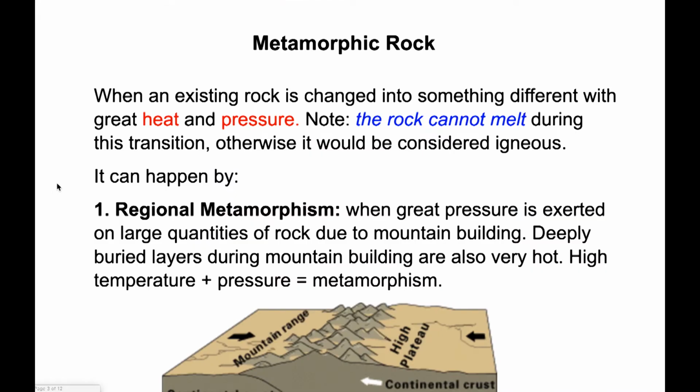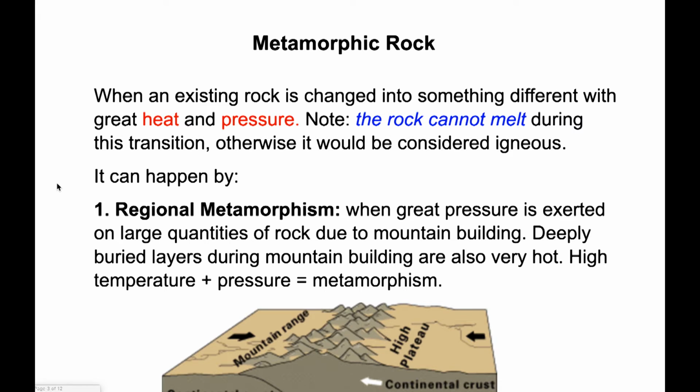So a metamorphic rock is when you have an existing rock that changes into something different through heat and pressure. The rock doesn't melt. That's really important when it comes to metamorphic rocks. If the rock melts, it turns back into magma and has to recrystallize. That makes it an igneous rock, not a metamorphic rock.